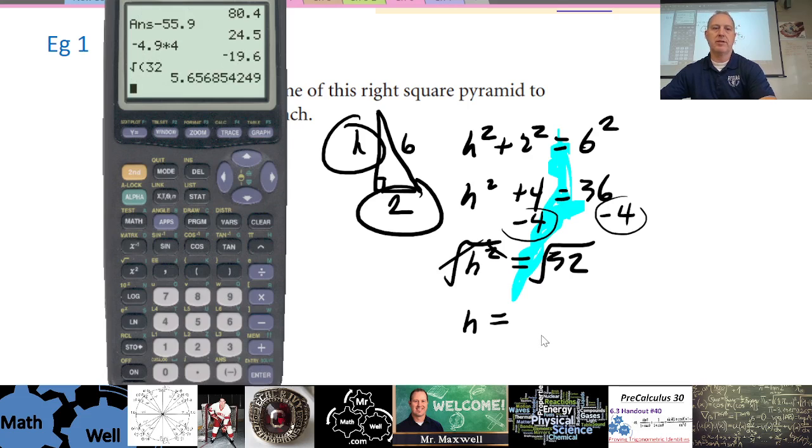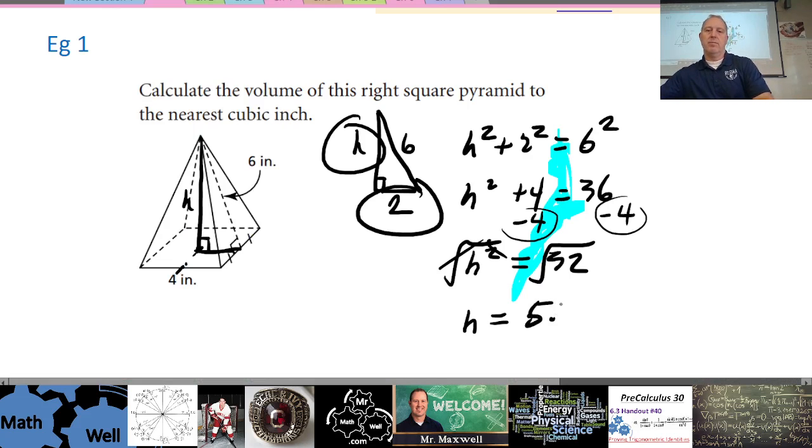Is everything making sense here then? I would go to at least 2 decimal places before the end of the question. Keep as many decimal places as you can. So 5.66 is as much as you want to round that. Okay, so that's the height.